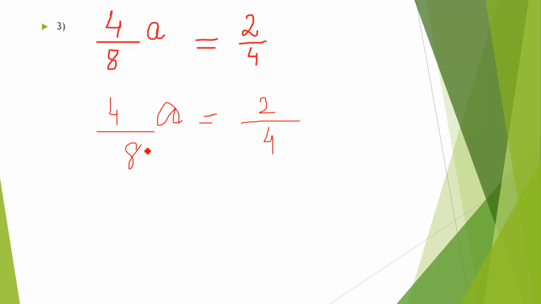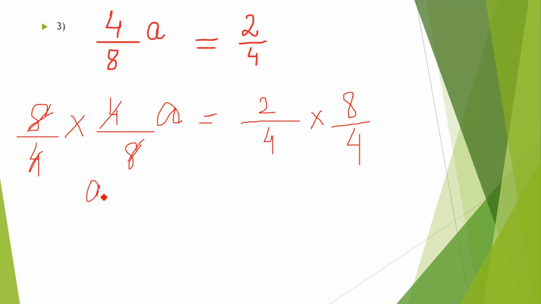So what you have to do, we want only a. Now the variable is a and the relationship between a and 4 over 8 is multiplication. So you have to multiply by 8 over 4 in order to remove this, because 4 will cross with 4, 8 will cross with 8, but the same 8 over 4, do not forget, this is the important thing. Whatever you do on one side, you have to do on the other side as well.